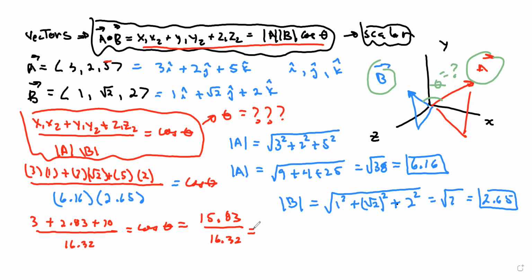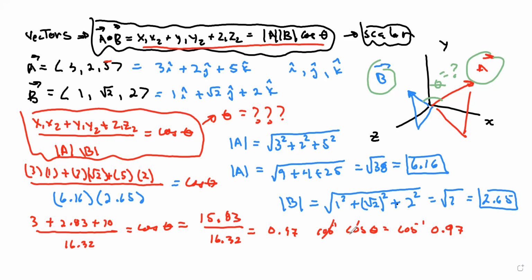If you solve this fraction, it's going to be 0.97. So we have that the cosine of theta is equal to 0.97. And then we apply the cosine inverse, the cosine minus 1 of 0.97.